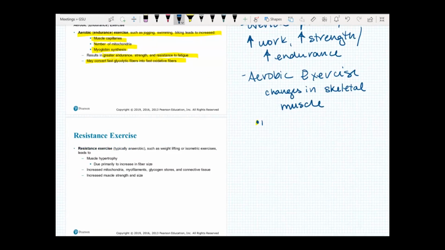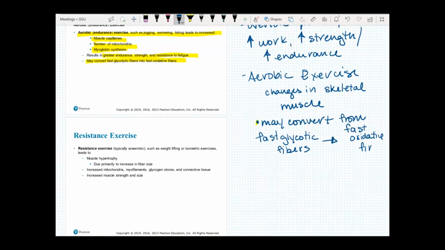So this will actually convert your muscle fiber types. So it'll convert from fast glycolytic and it'll recruit these guys to fast oxidative. Meaning it didn't use oxygen and now we need to use oxygen because we have it, because it's aerobic.